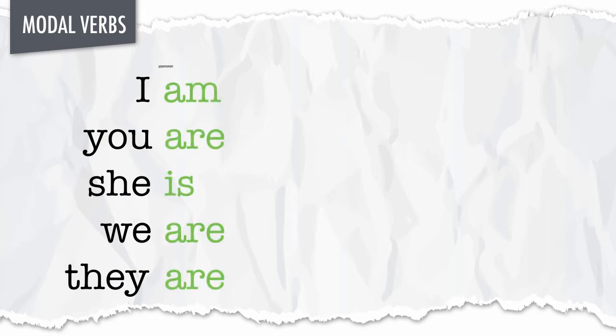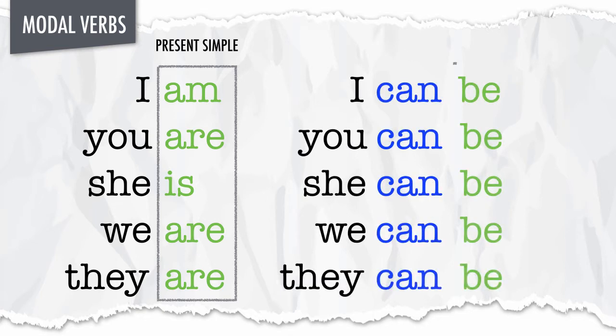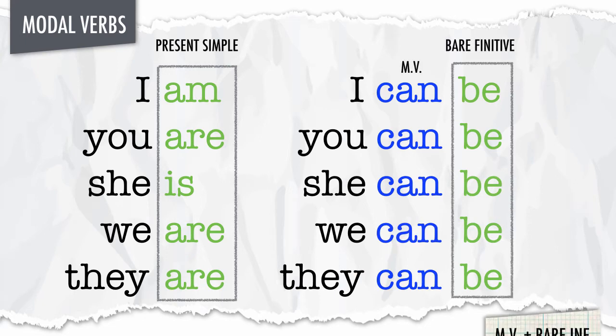Let's look at the verb be as an example. The present simple tense of the verb to be changes depending on who or what the subject is. I am, she is, they are. But when you add the modal verb can to the sentence, the main verb reverts to the bare infinitive. That is, the infinitive to be without to.